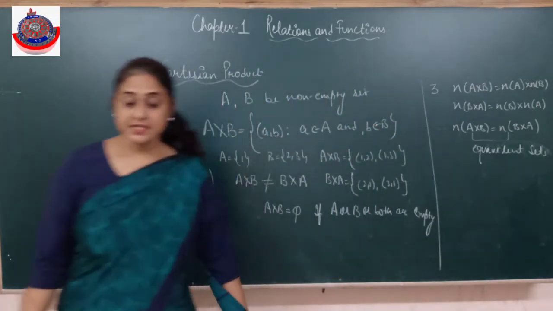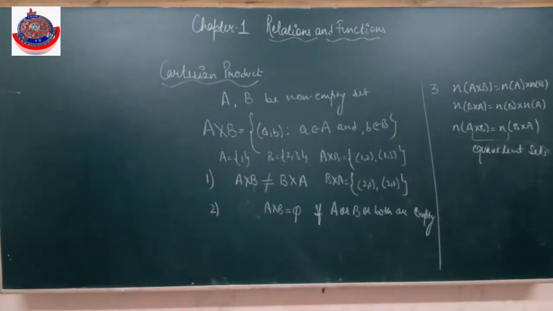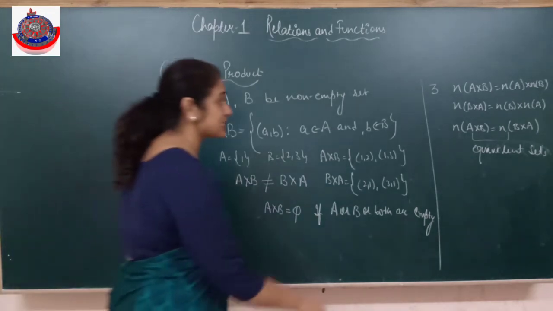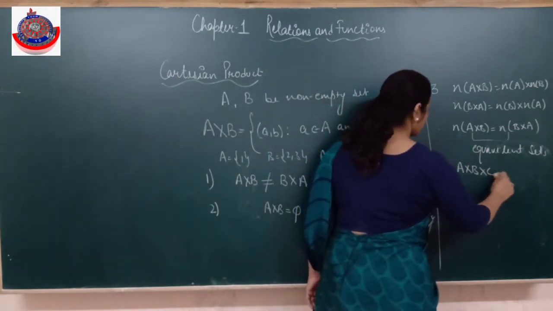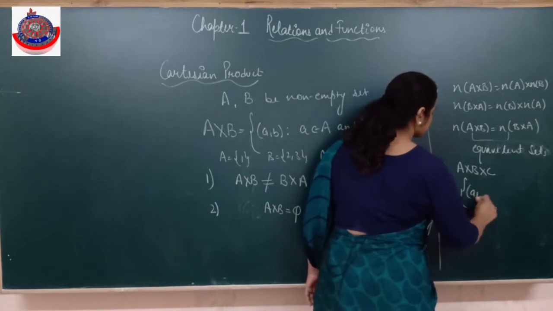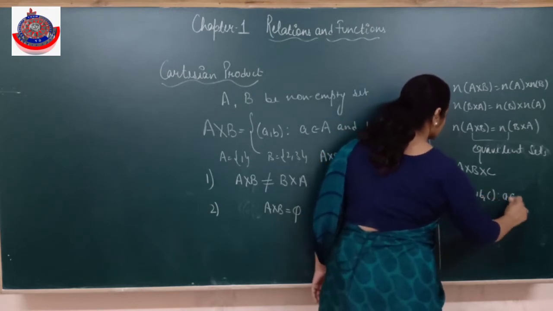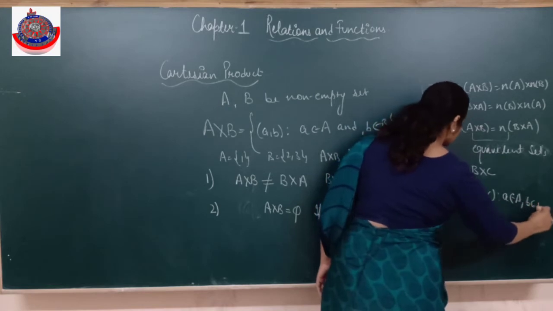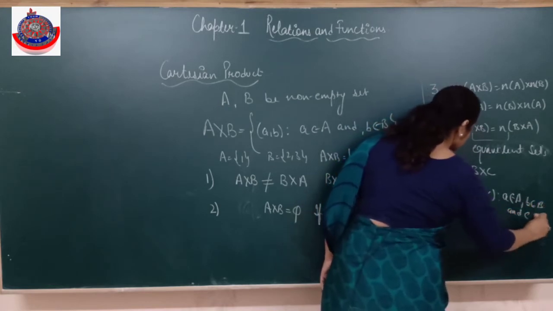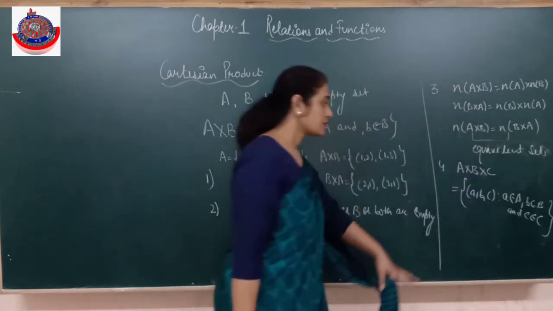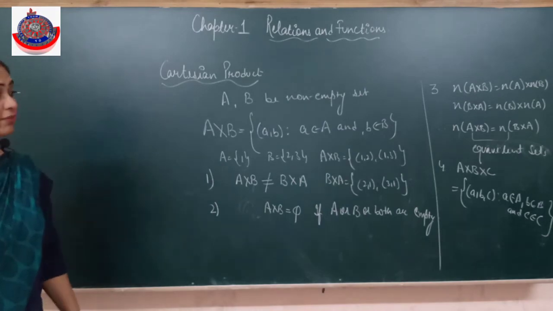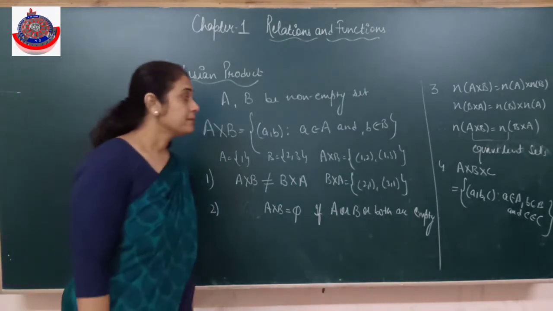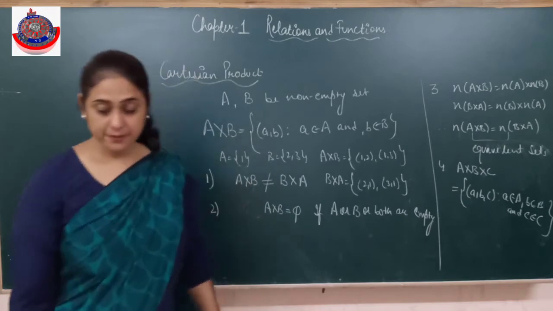Clear? Alright. So in the same way we can write down the triplets also. If they ask me A cross B cross C, so that is, where a belongs to A, b belongs to B and c belongs to C. So this was all about your Cartesian product.